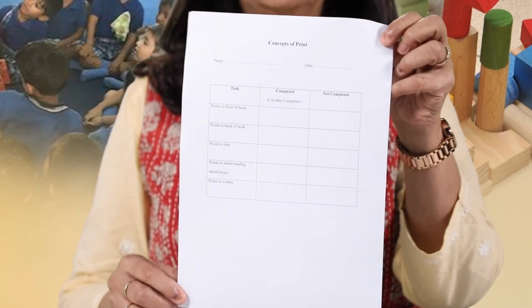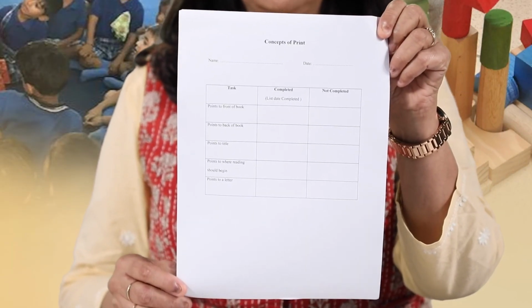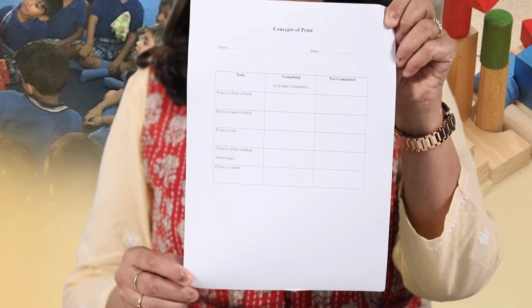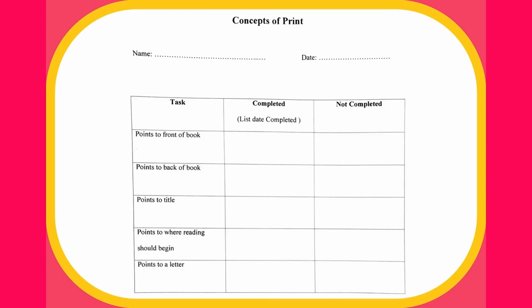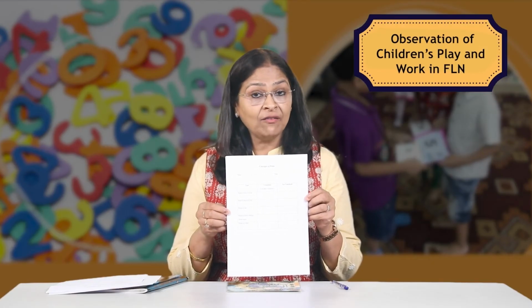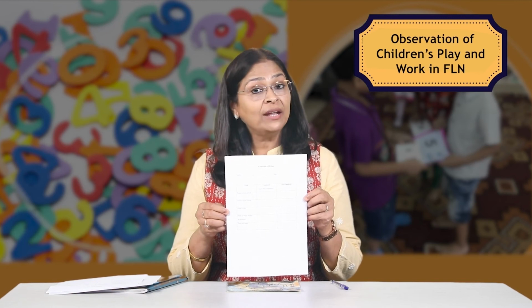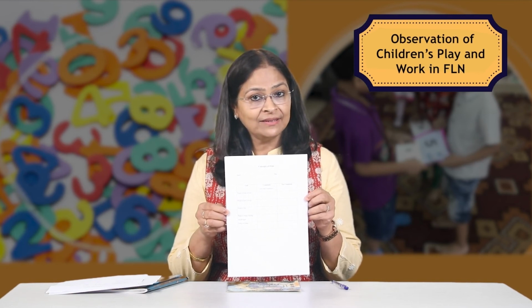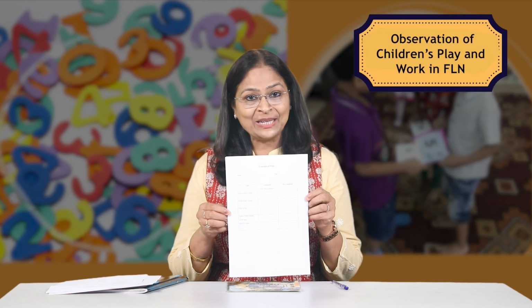Let me show you another sample assessment sheet for concepts of print. You can notice and write down and record it for yourself so that it becomes easy for you to observe the progress, how the children are progressing in print awareness. Can the children identify the front cover, the back cover, and from where the story begins and ends? So, don't you find it's very easy?